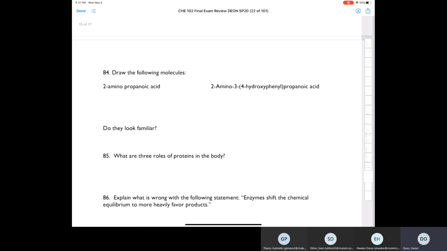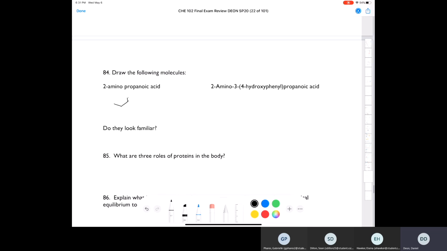Number 84, a kind of fun drawing here. It says draw 2-amino propanoic acid. Well, I think everybody can draw propanoic acid. That's a 3-carbon carboxylic acid. Like this, if I have 2-amino, then I'd have an amino group here. The next one is kind of tougher. It says 2-amino 3, and then you've got this 4-hydroxy phenyl in bracket propanoic acid.